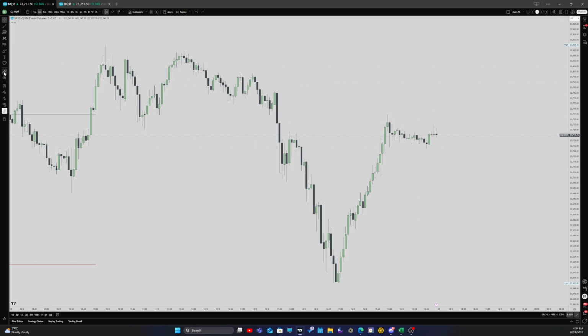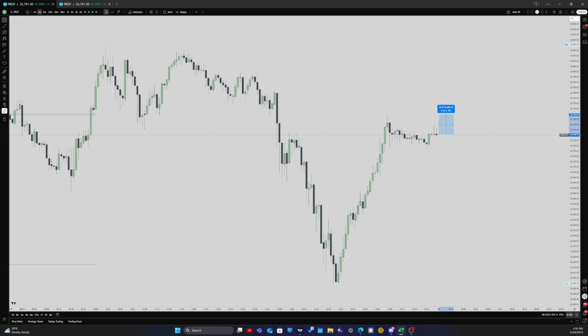On the left hand side here in TradingView, you have this measuring tool. So let's say you want to enter a short here. Your current price is 22,740. From this current price to this high, you have around 20 points, right? So what do I know about Nasdaq futures?